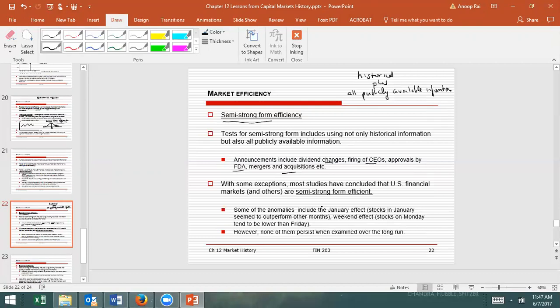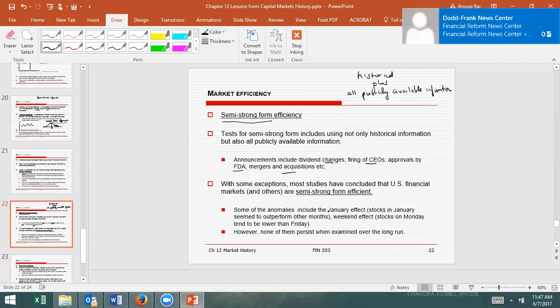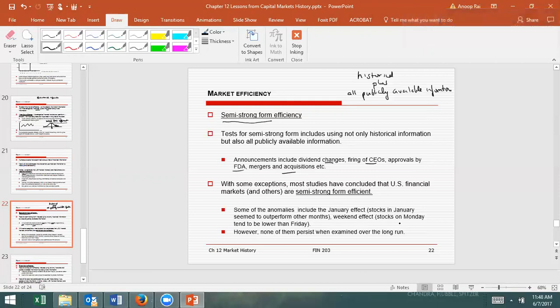Now, we have to be clear, there are some anomalies that are coming out in these studies. For example, there was always the January effect, which said that if you buy small stocks in January, you can do better because people sell the stocks in December, and prices went up in January. It held true for 10, 12 years, but in recent years, it disappeared. Weekend effect: people usually sell on Fridays and buy on Mondays, but over time, that has also disappeared. So on average in the US, we say the US markets are semi-strong form efficient.